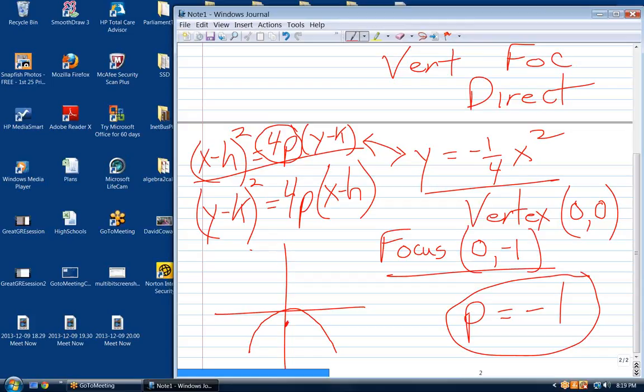And then what about the directrix? What's the equation of the directrix? Well, it's y equals, we know this distance is the same as the focus, so it's got to be y equals 1. In other words, the same distance from the vertex to the focus is the distance from the vertex to the directrix.